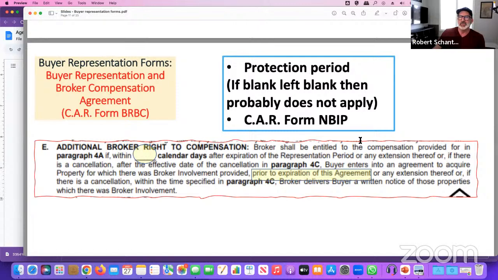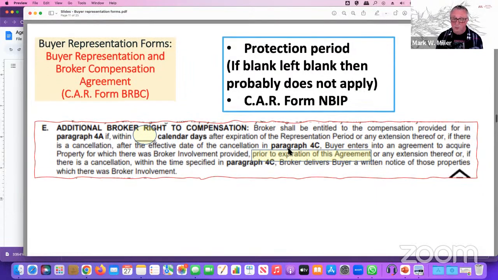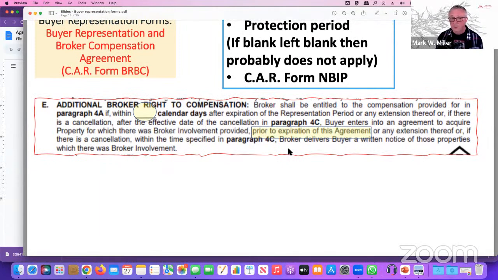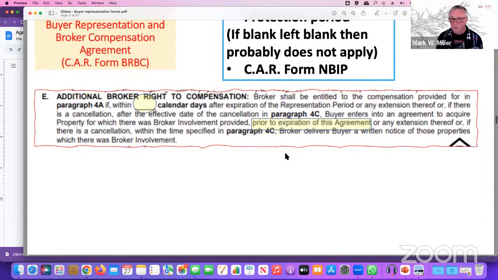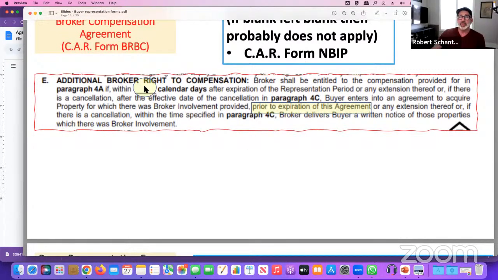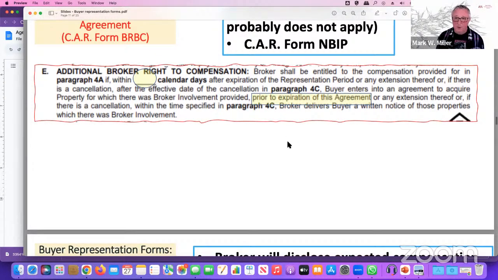Mark, are you reviewing these? Are you seeing certain timeframes that people are putting in there? I'm not seeing too many buyer representation agreements come through. Just a couple of agents are using them pretty regularly. But for those of you that have done listings, this section E is similar to the protection period that you would put in a listing agreement, for which a seller could not sell to a buyer that you had presented or shown their property to. But even if you put, let's say, 60 calendar days, you still have to deliver to the buyer a written notice of those properties. That's the NBIP, that's correct.